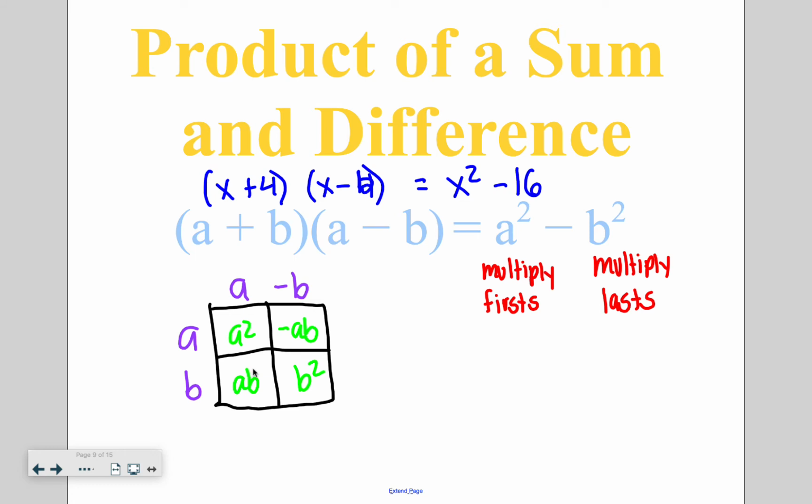The reason being, these two pieces will always cancel each other out. One will be positive and one will be negative. Anytime we do that multiplication, so in this case, it'd be -4x and +4x, those cancel out. So we don't include 0x in the middle. It filters down to just a binomial.